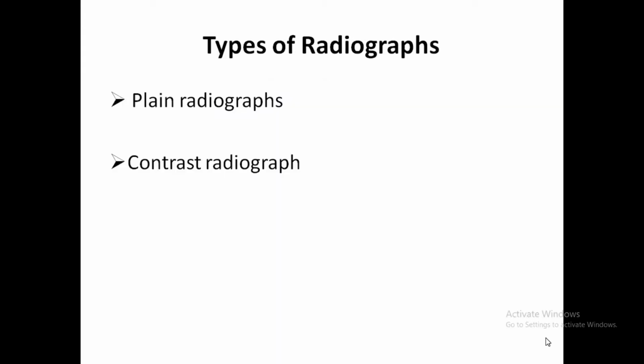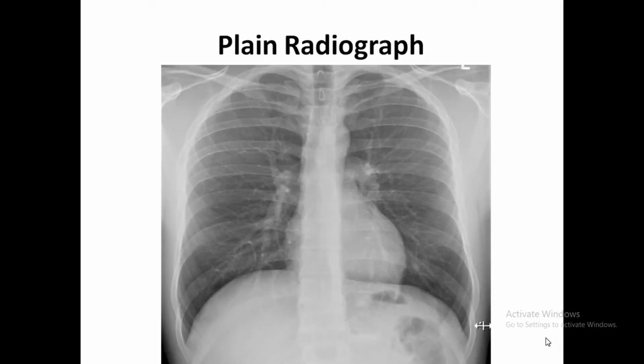There are two types of radiographs, the plain radiograph and the contrast radiograph. So when we say it's a plain radiograph, that is when a picture is obtained of internal structures by passing X-rays through them. It is a simple type of X-ray in which only the X-rays pass through them.